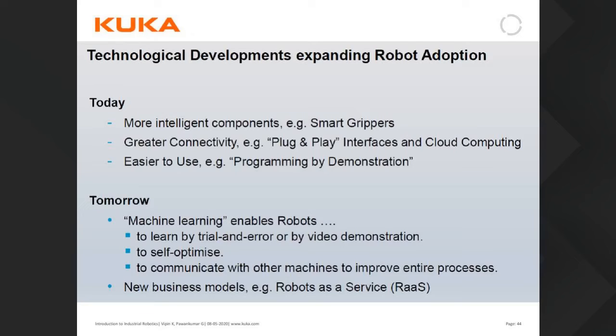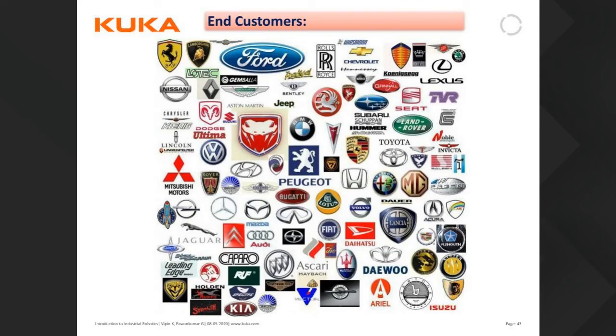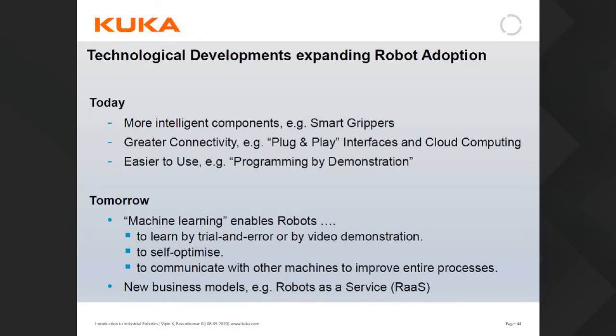Now, what will be the next new business models, like robot as a service? Many of you will think, what is RaaS? This is something I showed in an earlier slide. Which one? This slide. One second. Let me explain it first.